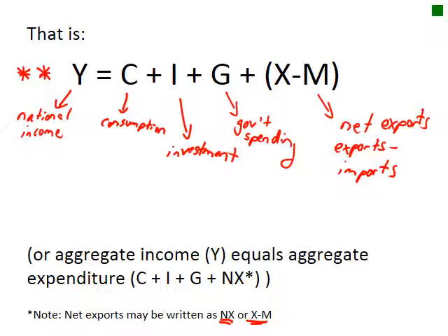So Y is national income. In essence, it's wages, rent, profit, and interest. C is consumption. That's expenditure by households. I is investment, which is firms buying capital. G is government spending.